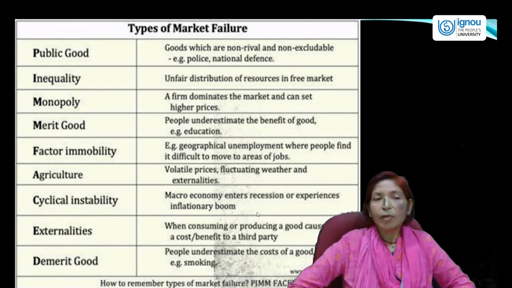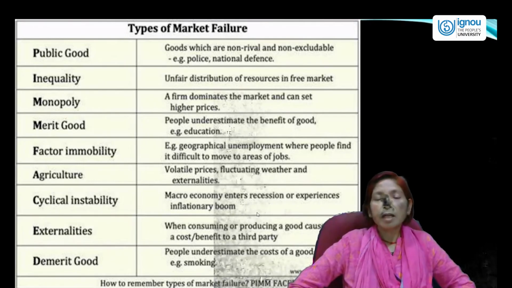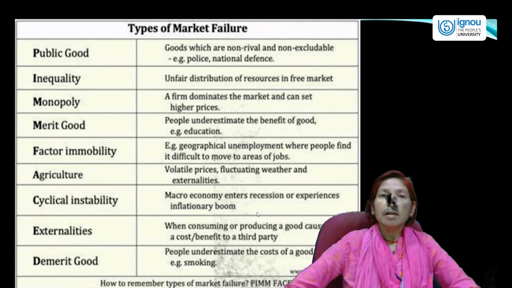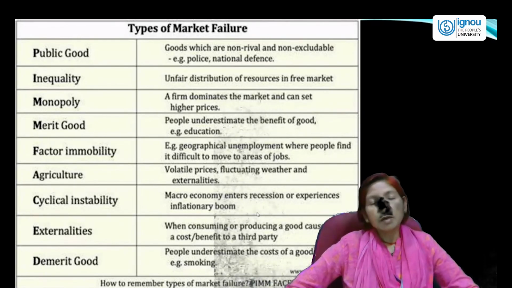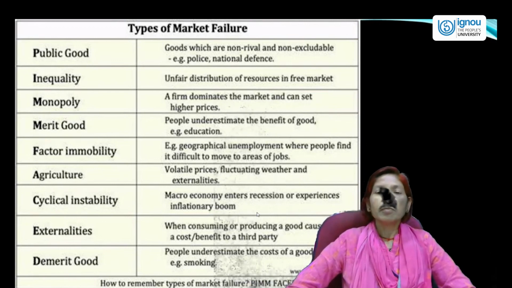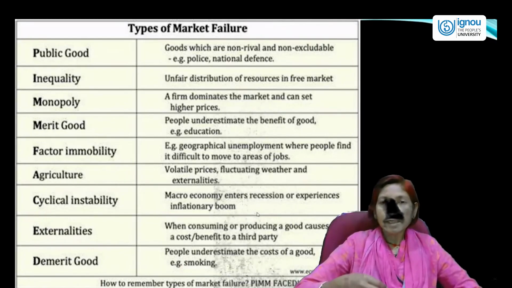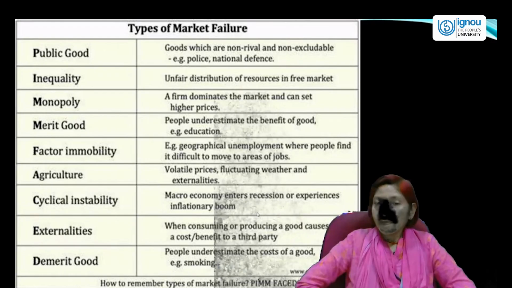When public goods are available in the economy, then we can't exclude anyone from using that thing, whether he is paying or not paying. So with public goods, in this case the market becomes a failure because people generally use these public goods in a bad way. For example, in a park, people go there and spread food packets and wrappers of products. So with public goods, in this case the market becomes a failure. Next is inequality.